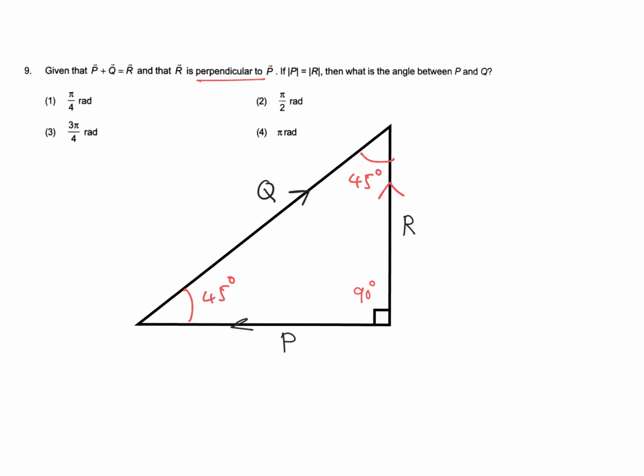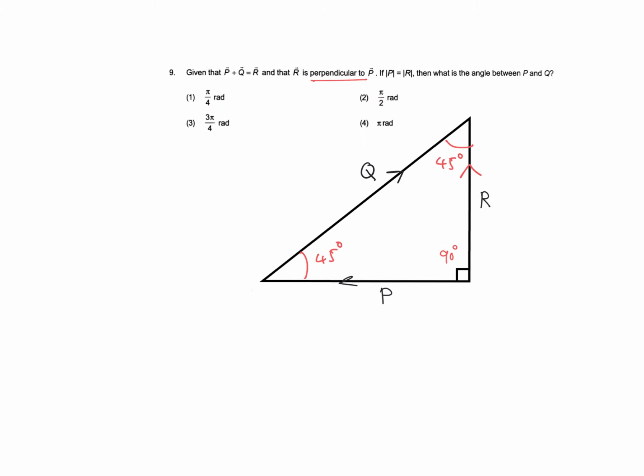Now some students will feel that this is the angle between p and q. This is not the angle between p and q, because the angle between two vectors is the angle between them when their tails or their heads are connected. Over here this is the head of p vector and the tail of q vector, so this is not the angle between them.